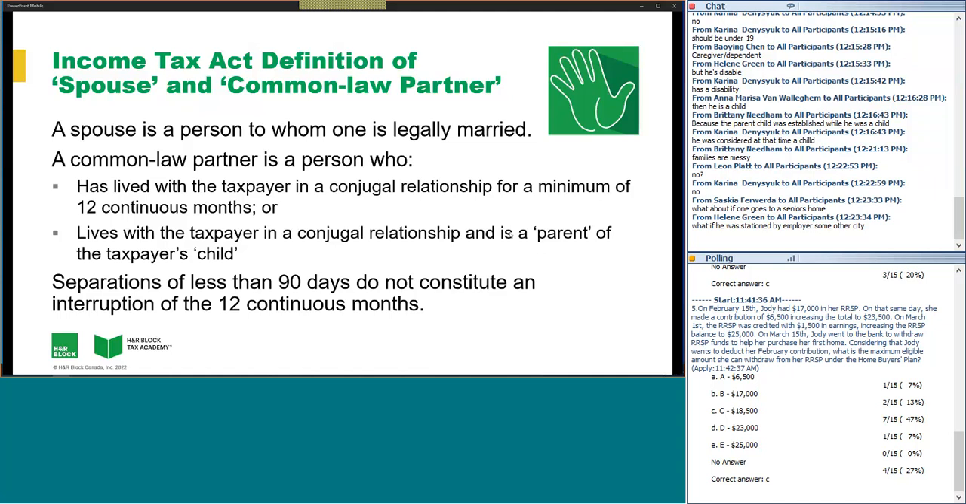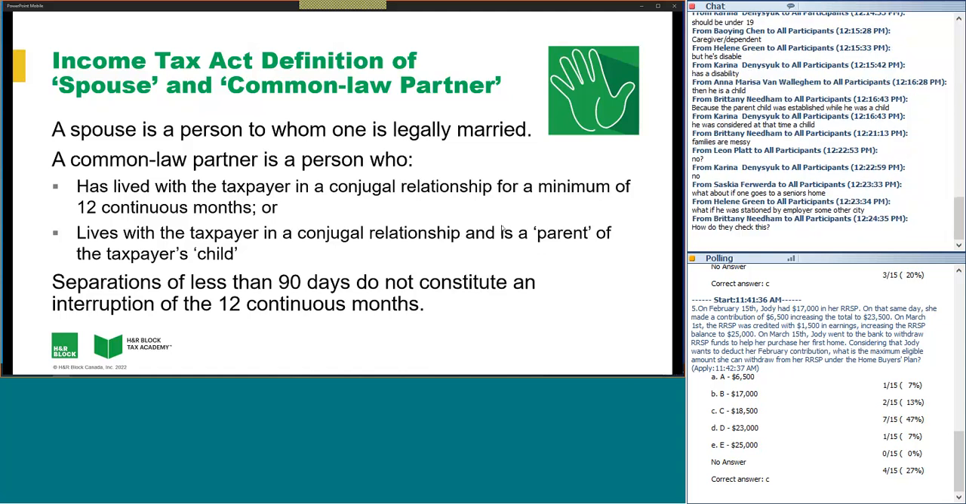All right, and Nancy has an excellent point that I'd like to point out. 12 months of common law doesn't have to be January to December. It just means 12 months. So this can be a fun one, because what if your clients moved in together in March, and now they're coming in February to file their tax return? They have not been together 12 months yet. So they will be filing as single for 2021, but next year, what will they be filing as?